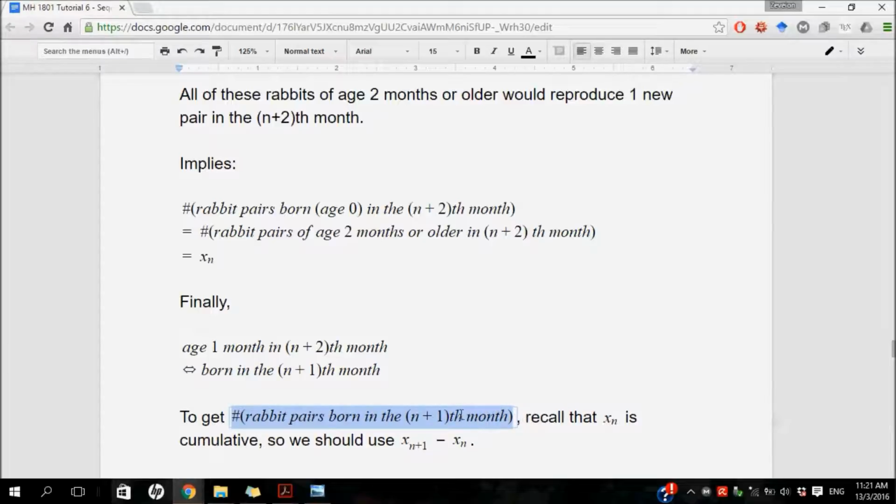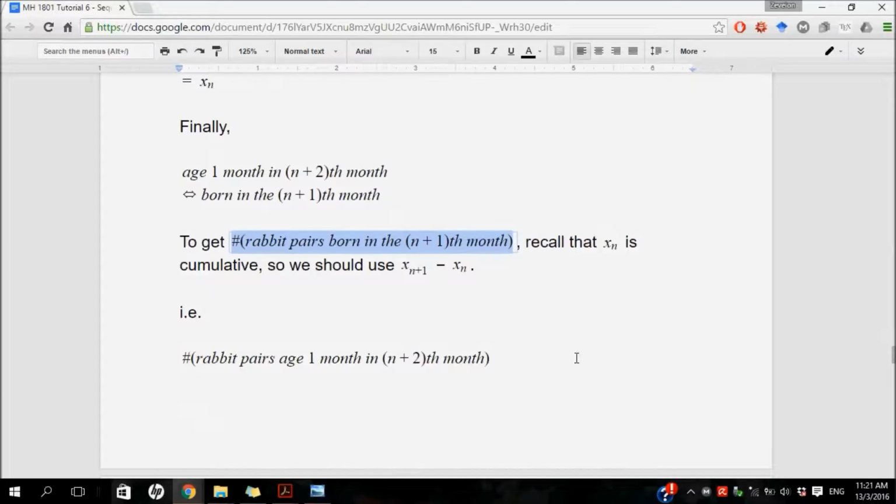How can we do this? We remember that xn is cumulative, so when we get to the nth month, xn will tell us the number of rabbits that are present by the nth month. So what we should use in this case is the quantity xn plus 1 minus xn. This is just the offset. You have here the number of rabbit pairs by the nth month, and here the number of rabbit pairs by the n plus 1th month.